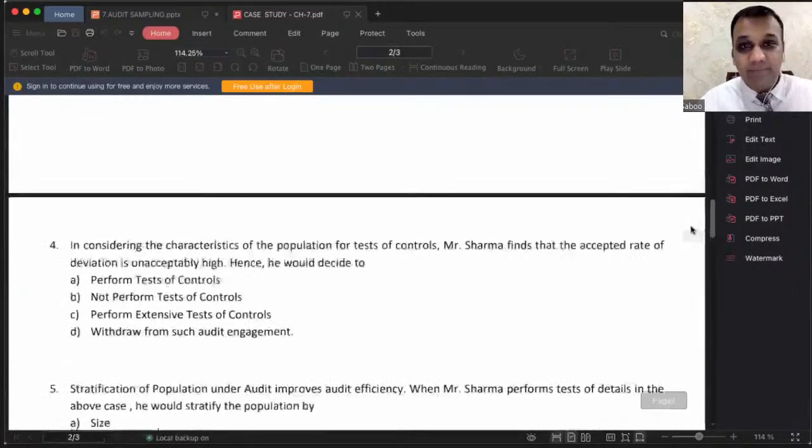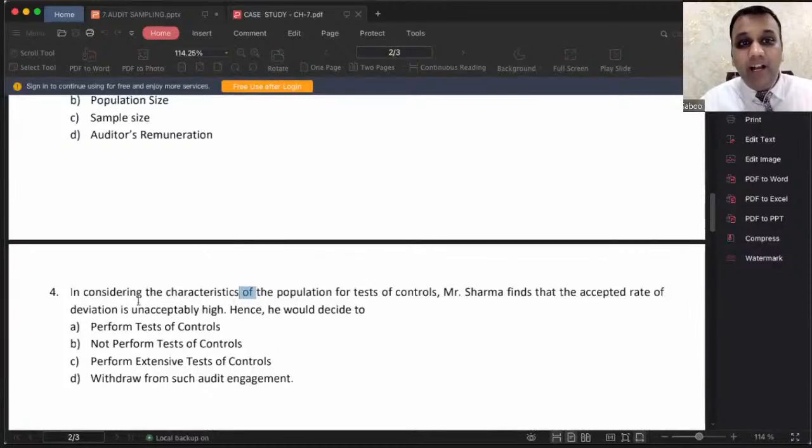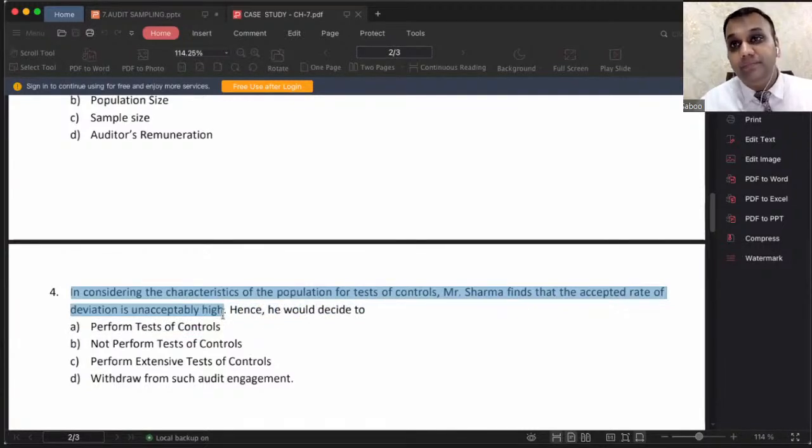Fourth question. In considering the characteristics of the population for tests of controls, Mr. Sharma finds that the accepted rate of deviation is unacceptably high. Hence, he would decide to perform test of controls, not perform test of controls, perform extensive test of controls, or withdraw from such audit engagement. Answer to fourth question, please. This example we discussed today itself, in the factors that would decide the sample size for test of controls.